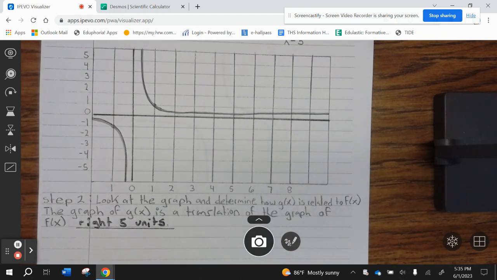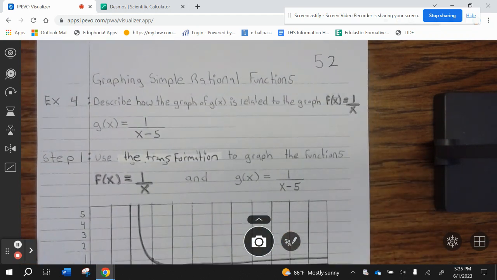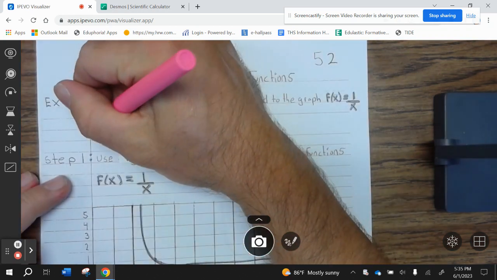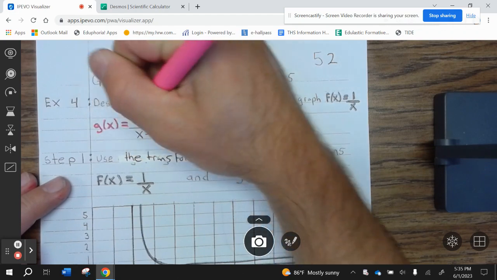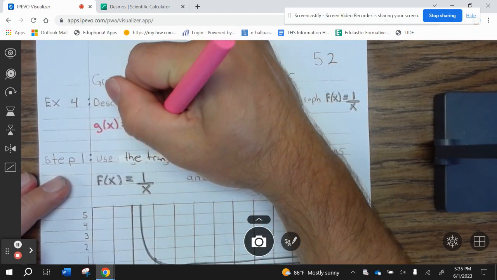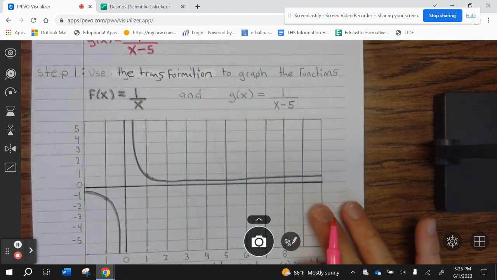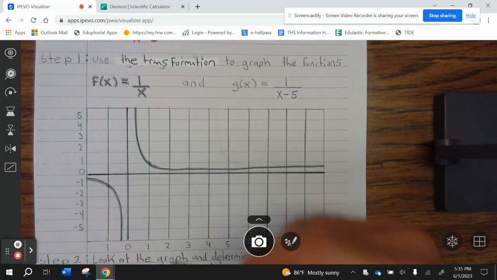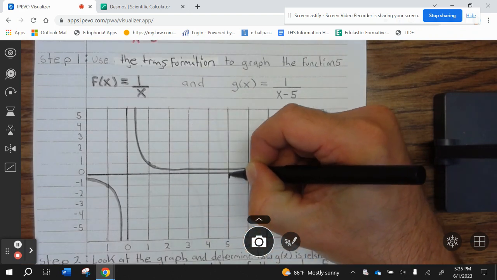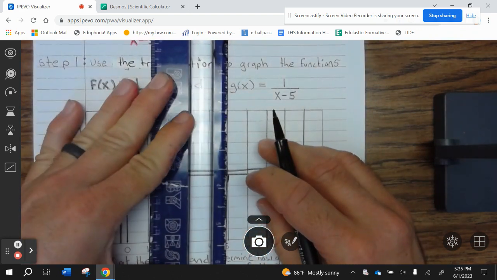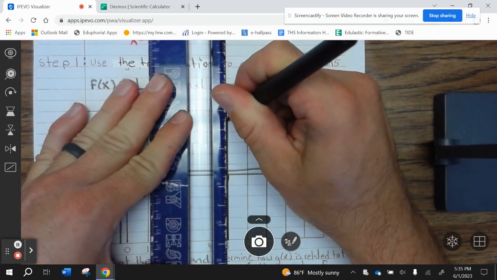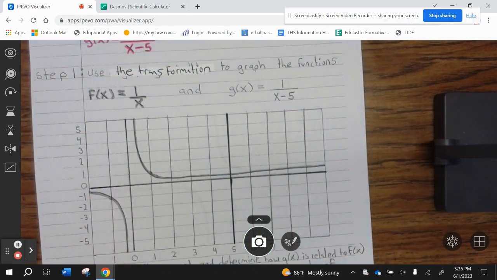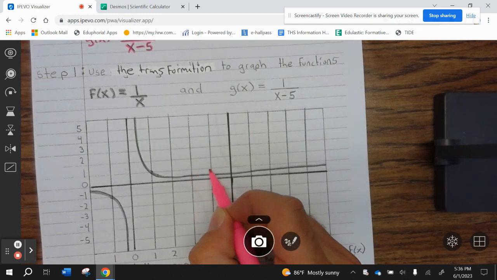All right, example 4. Describe how the graph of g of x is related to the graph of f of x. Okay, the x minus 5 means we go right 5. So let's go ahead and do that in pink. Okay, so we take the vertical asymptote, we move it to the right 1, 2, 3, 4, 5. Okay, and then we move each point to the right 5. So 1, 2, 3, 4, 5.